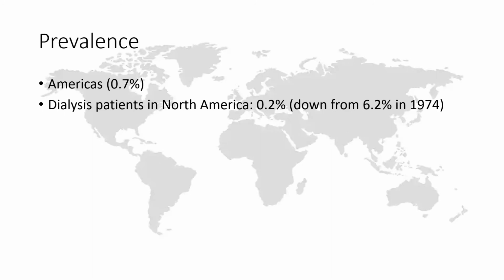So what's the prevalence of hepatitis B in North America? Well, it's about 0.7%. And the prevalence among dialysis patients in North America is about 0.2%. And that's down from 6.2% in 1974 because of all the efforts we've made to reduce the transmission of hepatitis B in dialysis units.